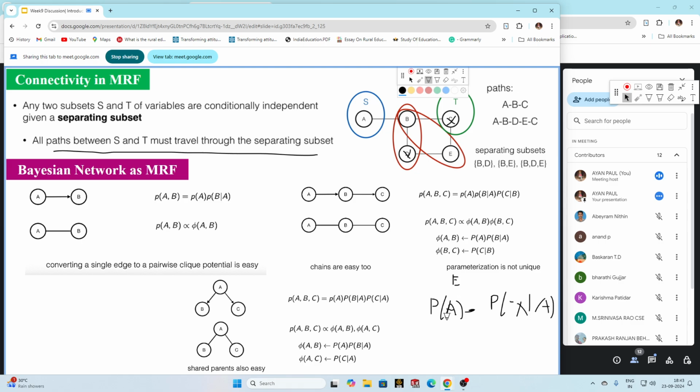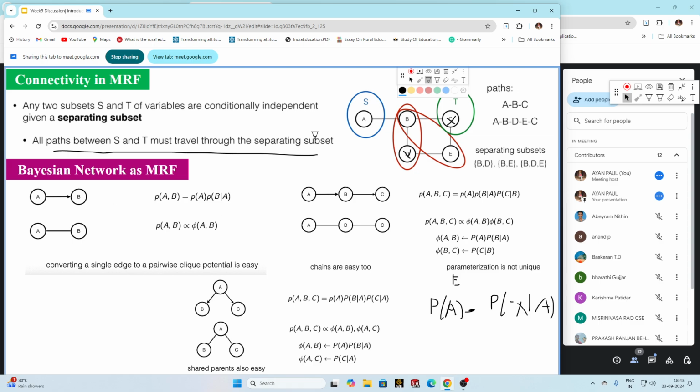So until we know the path in between A and X, we cannot find the conditional probability. Even if we know the marginal probability, we cannot find the conditional probability. So that is the significance. Fine. Now Bayesian network is MRF.